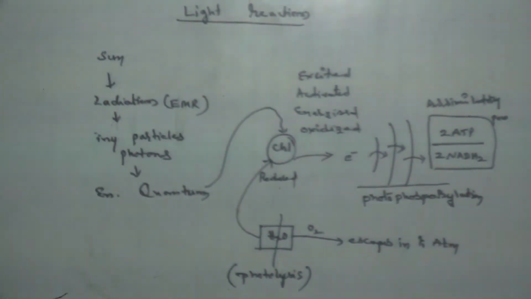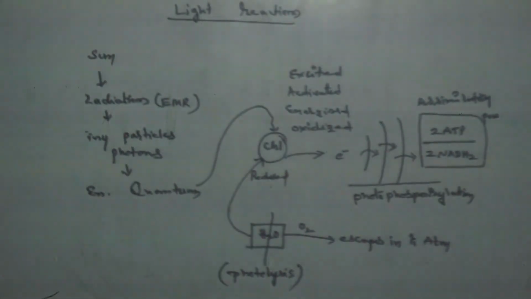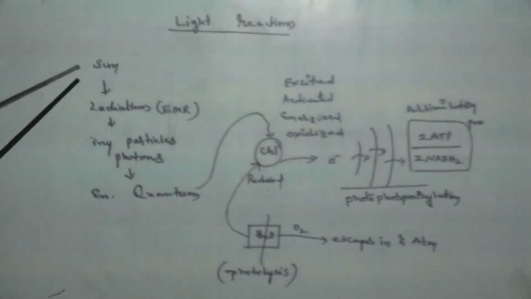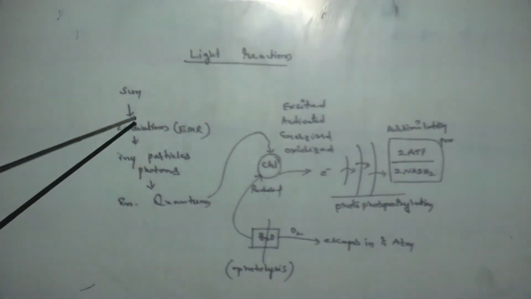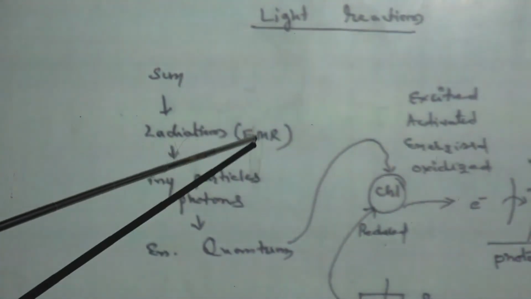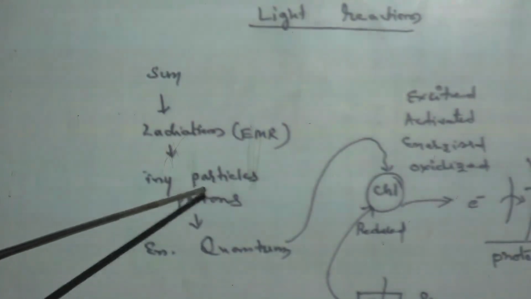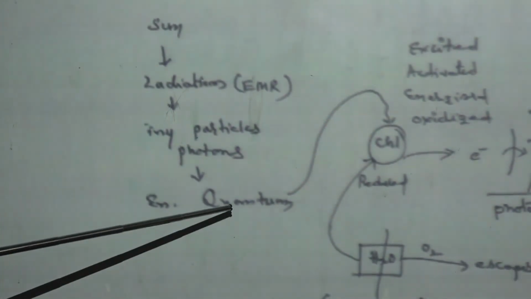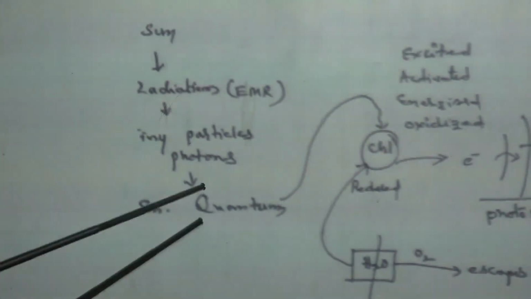So this is given for 1 mark. That's why I am giving a little brief on the light reaction. The sun is the primary source of energy. The sun emits radiation called electromagnetic radiation, and this radiation is provided with tiny particles called photons. They are carrying energy. This energy is called quantum.